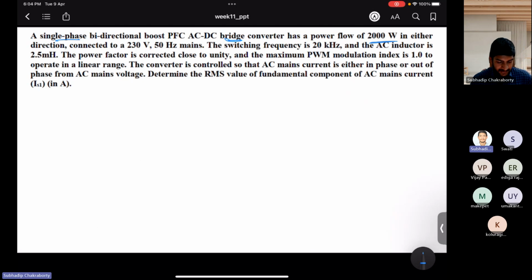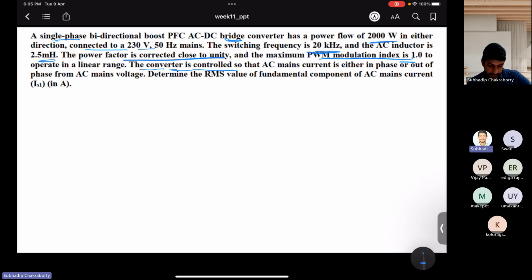So 2000 watt is the power. Power can flow in either direction. And you have connected it to a 230 volt 50 hertz mains, just like the previous problem. And 20 kilohertz is the switching frequency of the converter. And the AC inductor, obviously the source inductor impedance, is 2.5 millihenry. And power factor correction is there. And maximum PWM modulation index is 1 to operate in the linear range, because above that you will go to the non-linear range, right? Over modulation or under modulation, you must have heard these terms. So we want to maintain it in the linear range where your M is between 0 and 1.